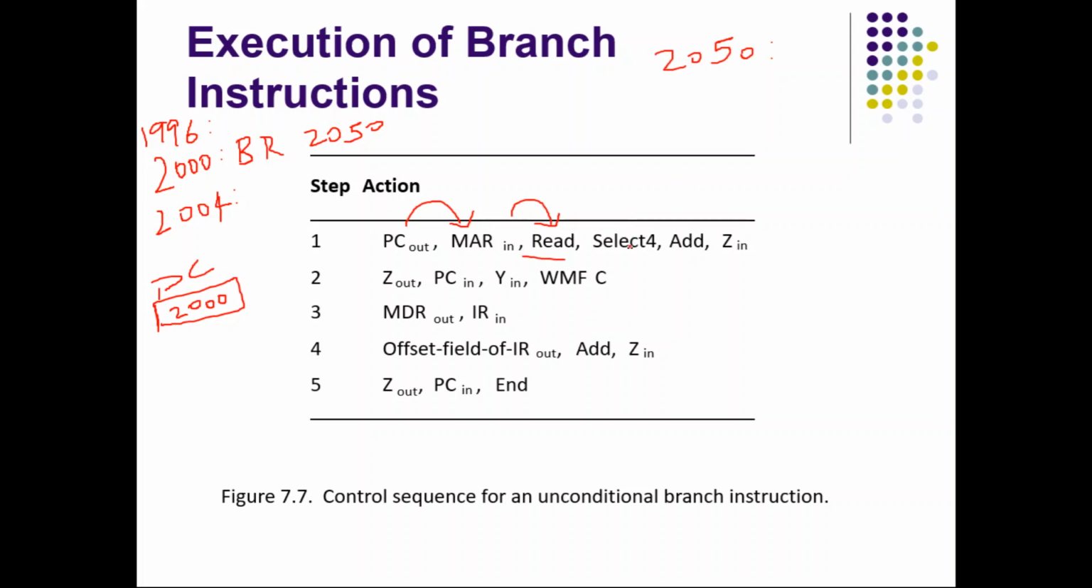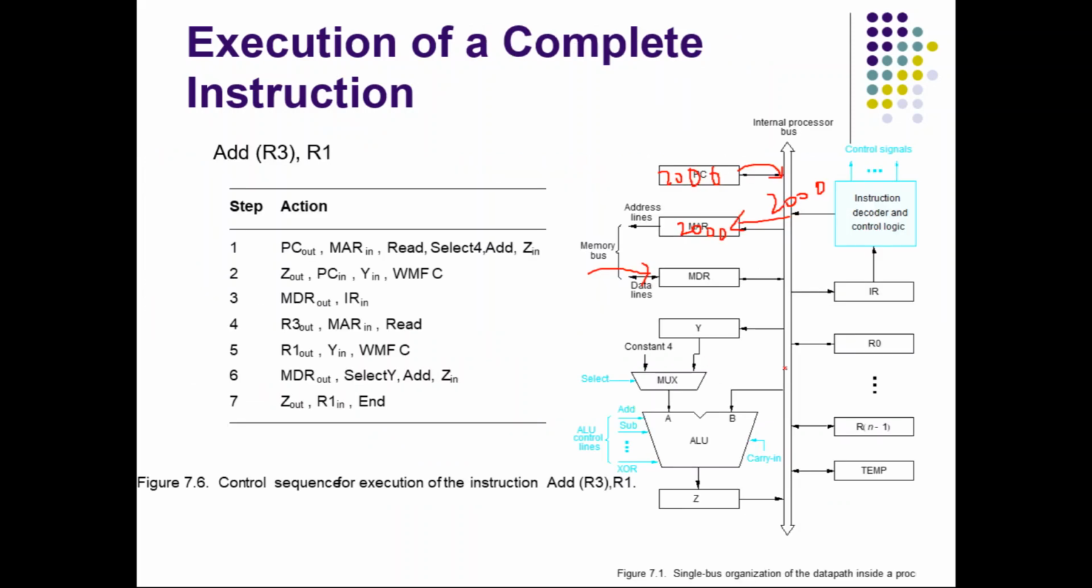Read was given, but it may take more time. So meanwhile PC can be incremented. What we are doing: select 4, add, Z in. So 4 is selected here, and through A you will get 4. Then in the internal bus, what is already available is 2000, so this 2000 will be available through the B input. Now you are giving the add instruction, so the add is enabled, 2000 plus 4 is 2004, and that will go into Z. 2004 is the address of the next instruction.